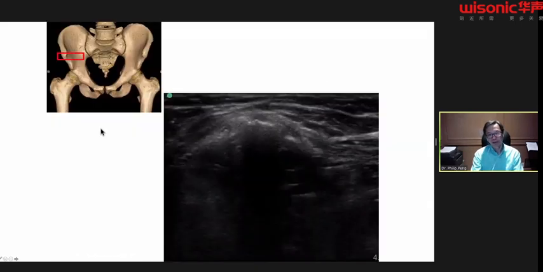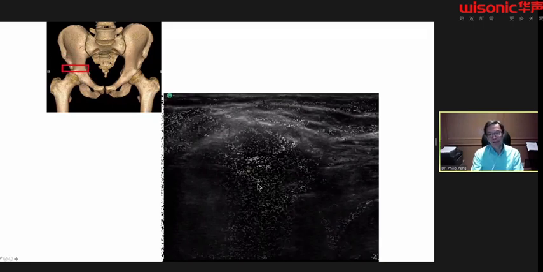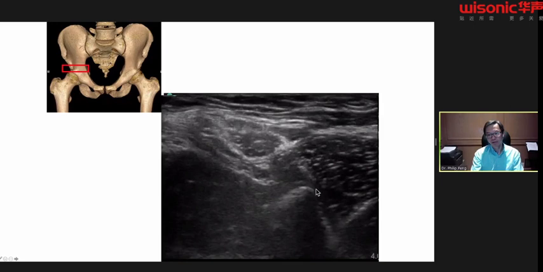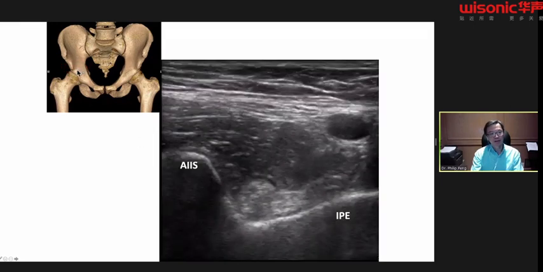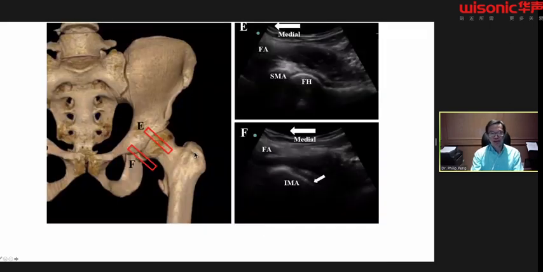With ultrasound, we can see this area very well. The AIIS is somewhere deep, a bony prominence here. When we pivot, aligning the iliopubic eminence and the AIIS, we see this beautiful picture. And here is the psoas tendon. The target is deep to this psoas tendon. I'm not going to talk about this; this is more for chronic pain.